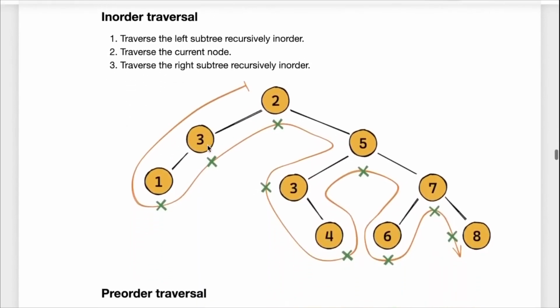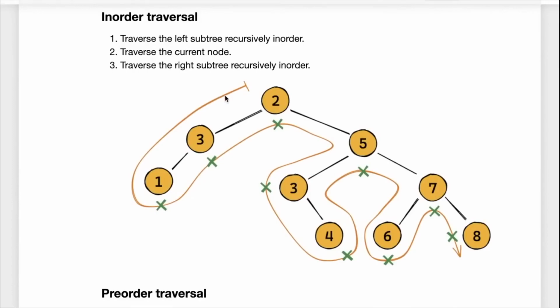So the first one is called in-order traversal. Now traversal is defined recursively because binary trees have this recursive structure. So you will see that almost all the functions that we write will have some sort of a recursive structure. In-order traversal involves first traversing the left subtree recursively in order, then traversing the current node, and then traversing the right subtree recursively in order.